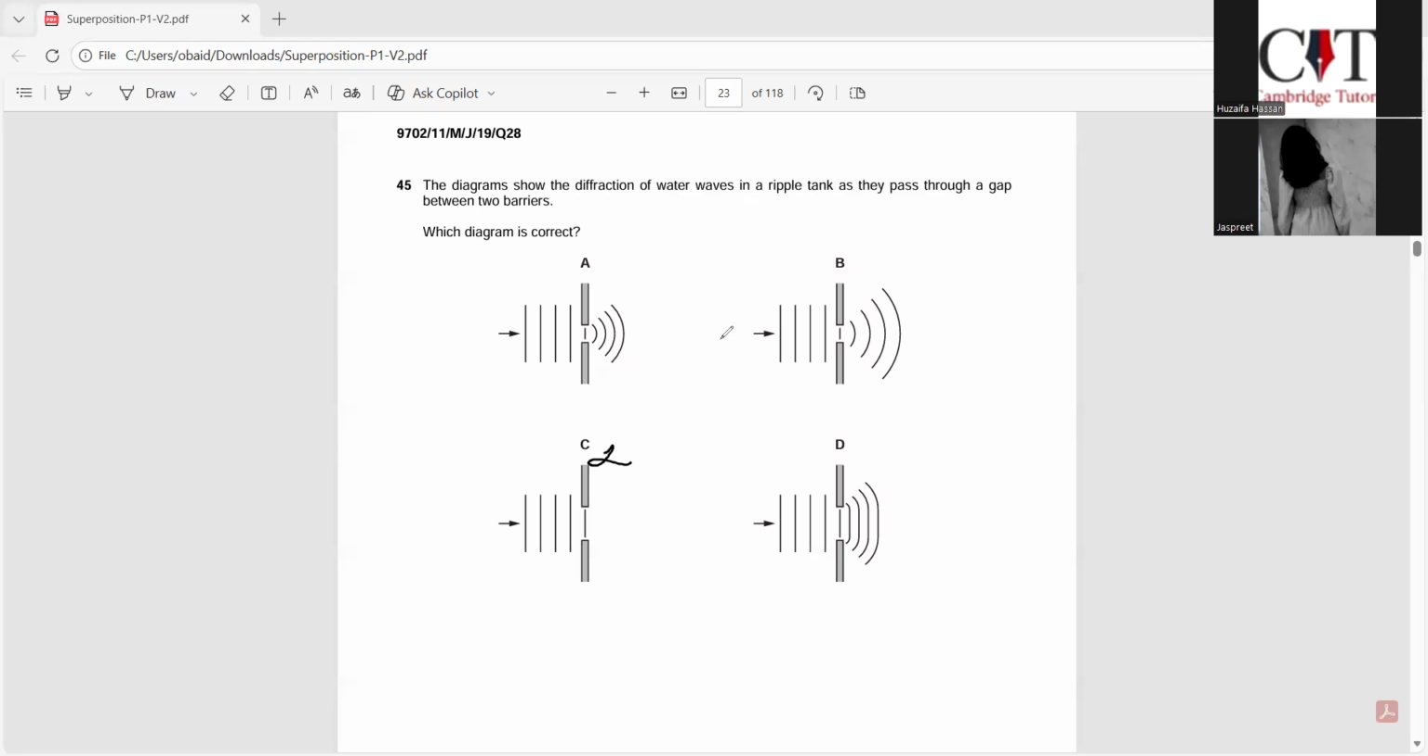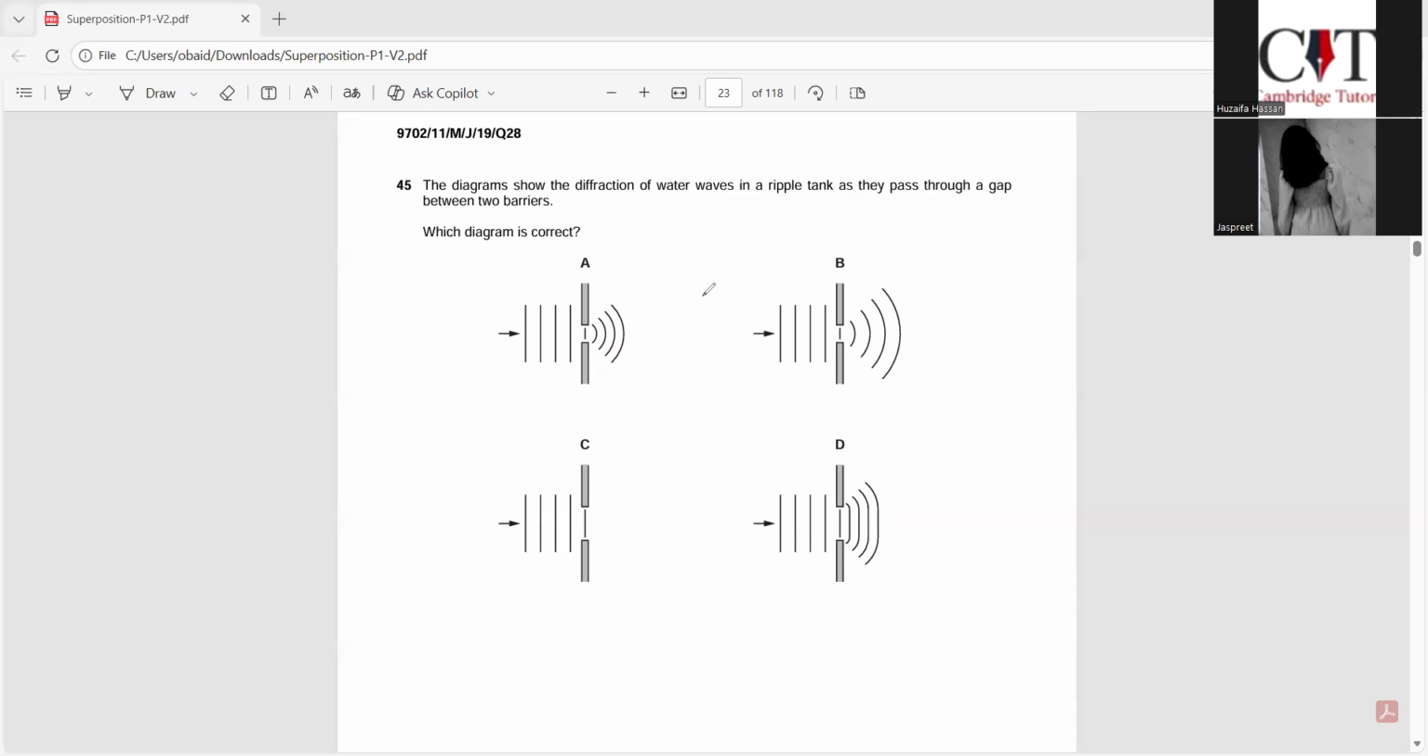D is not possible. D is not possible as well, because the wave should be a proper diffraction pattern with proper curves. It should be either A or B.